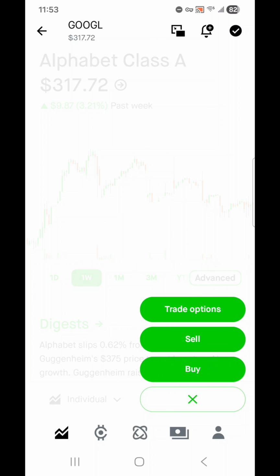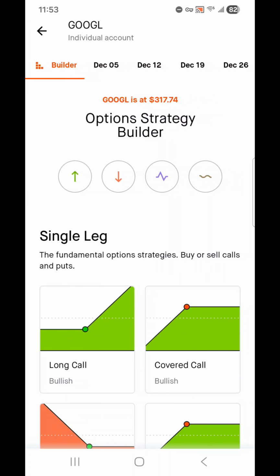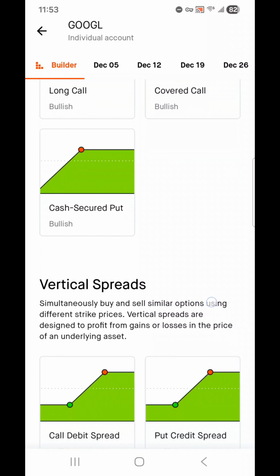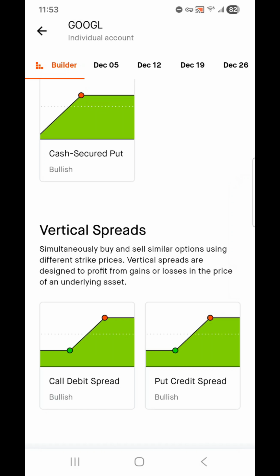So I'm going to click trade options. The sweet spot for put credit spreads is a month to a month and a half out. That gives us enough time to collect a decent amount of premium. We're not waiting forever. And we also have some time to adjust our position if it moves against us. So to build this, we say, I think Google's going to go up. So click the green arrow going up. Scroll down to put credit spread.